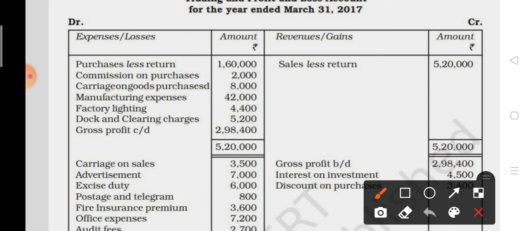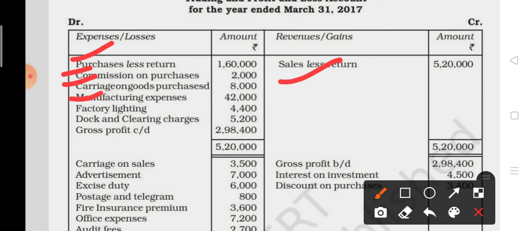So purchases less return is already given, 1,60,000, so you have to write that down, and sales minus return is also given, so write it down on the credit side. Here no opening and closing stock is given, so do not write both items. Now commission on purchase. Commission on purchase you write down on the debit side of the trading account because this is a direct expense. Carriage on goods purchased you also have to write down.